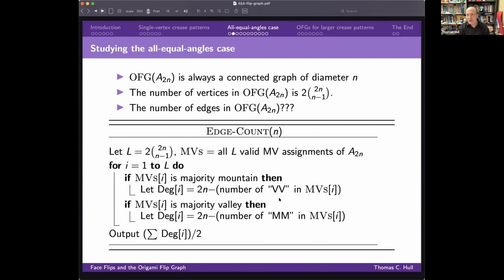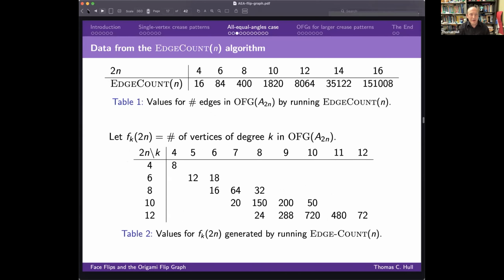But this is not an efficient algorithm, and so we weren't able to generate a lot of data from it, unless we let our computers run for a long time. Here's some of our data, though. That first degree 4 graph we saw had 16 vertices. The degree 6 case, all equal angles, had 84. And then it grew very quickly: 400, 820, 8,064, and so on. We entered this sequence into the Online Encyclopedia of Integer Sequences, and that sequence is not there. So this was not a known sequence, unfortunately, and so we did not have an easy way to find a formula for it.